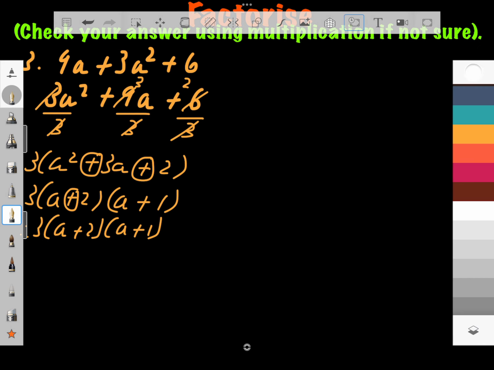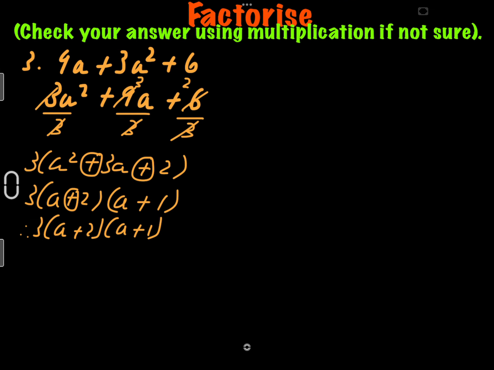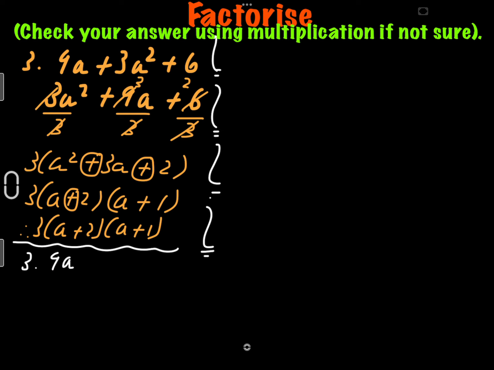Let's look at our next example, still on the third installment. So we have 9a plus 3a squared plus 6, writing in descending form, we have 3a squared plus 9a plus 6.